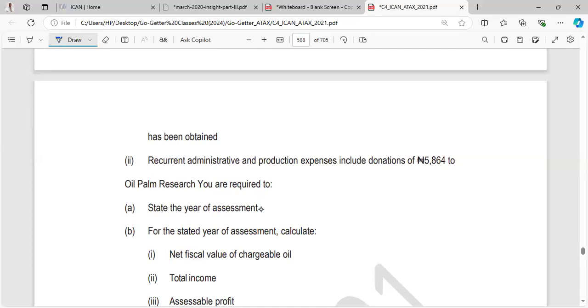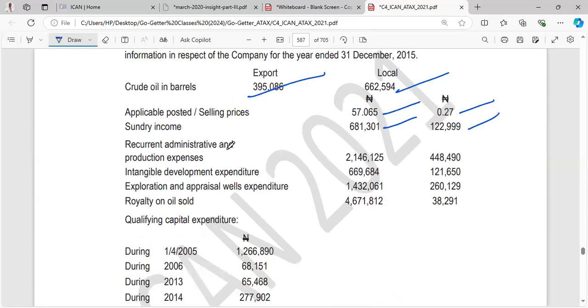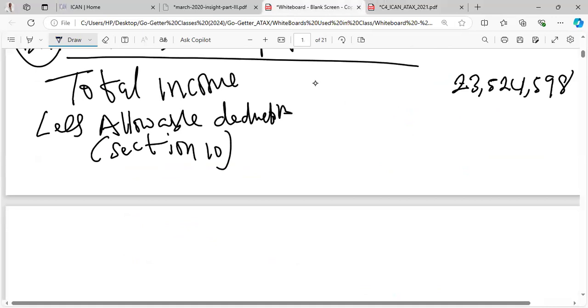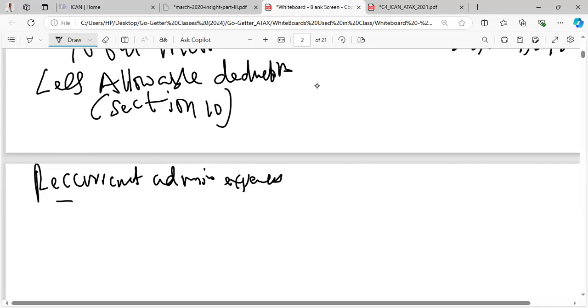Recurrent administrative expenses include donation. So we are going to be looking at this. We said donations are not approved. So let's go to recurrent administrative and production expense. That's the first thing we should do. Recurrent admin expenses. So we'll have here exports, local, less disallowed.